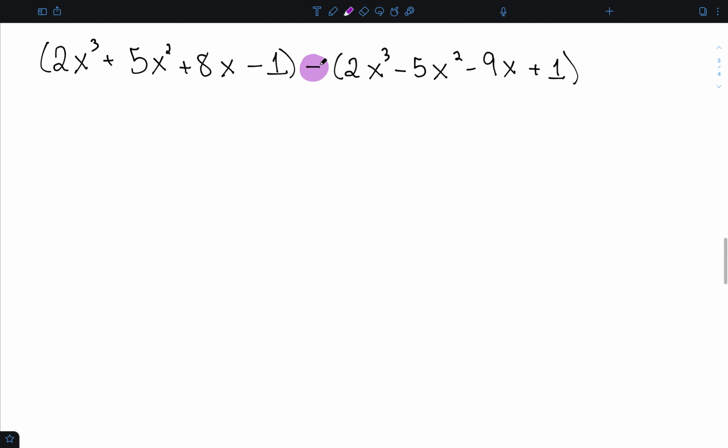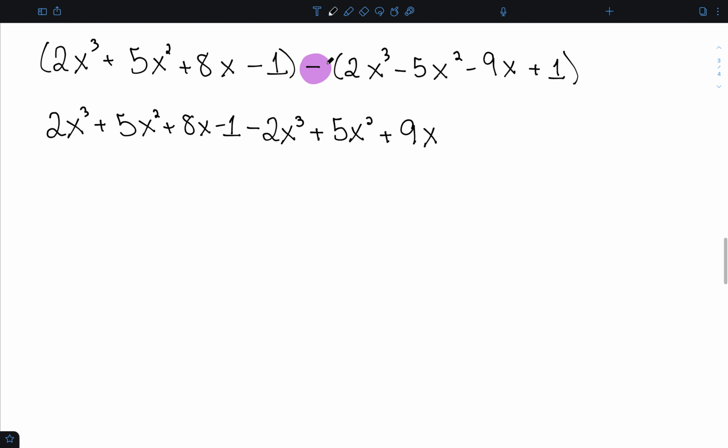Next, this time I'm subtracting these two. Whenever we're subtracting, we'll leave the first parenthesis alone, so it stays as 2x cubed plus 5x squared plus 8x minus 1. And then we have to distribute the negative sign. We have to write this as minus 2x cubed. Next, we have minus negative 5, so plus 5x squared. Minus negative 9 means plus 9x. And negative 1.